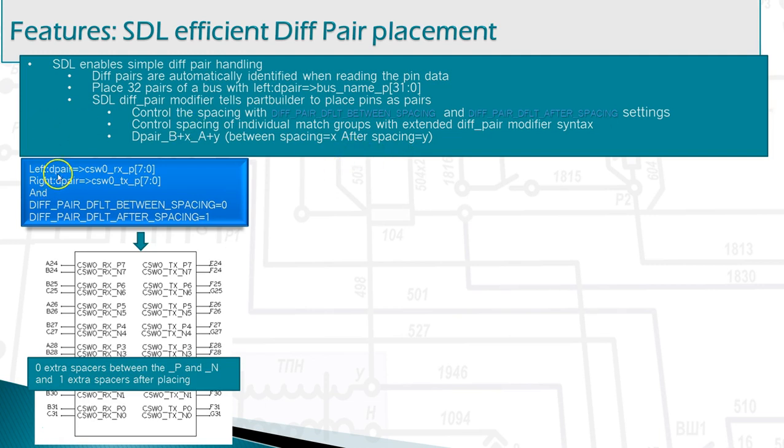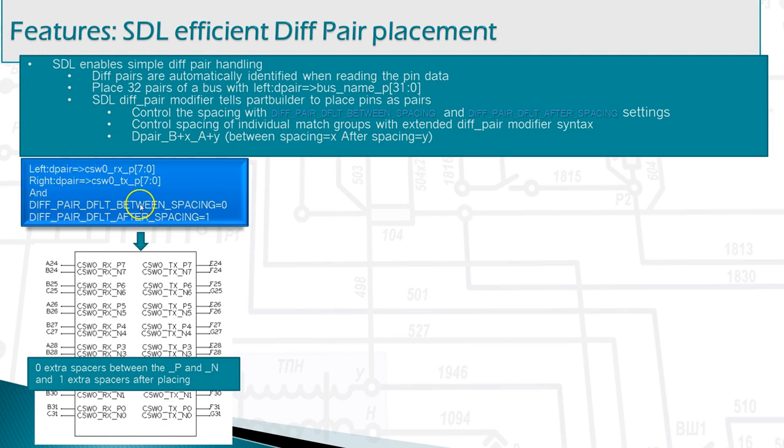Here we say on the left I want a diff pair CSW0RXP7 to 0. So that places the diff pairs CSW0RXP7 all the way down to P0 on the left. And on the right we place diff pair CS0TXP7 to 0. So the receivers ended up on the right, the transmitters ended up on the left with these two simple statements.